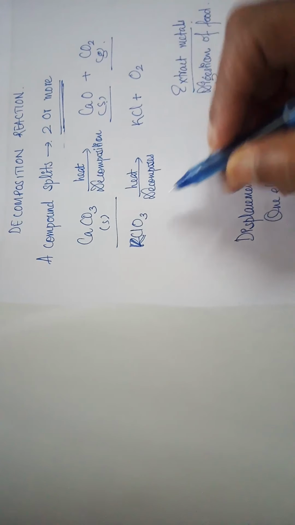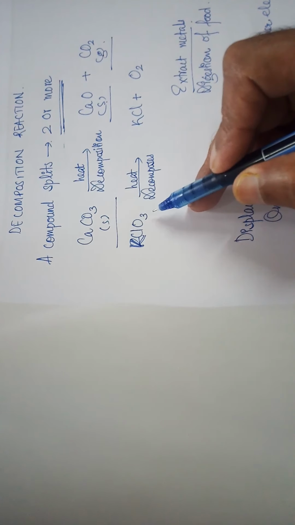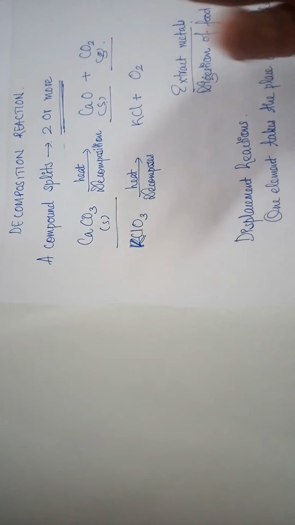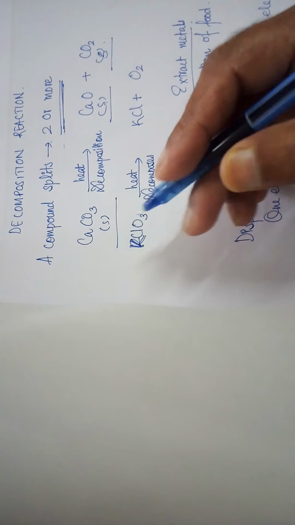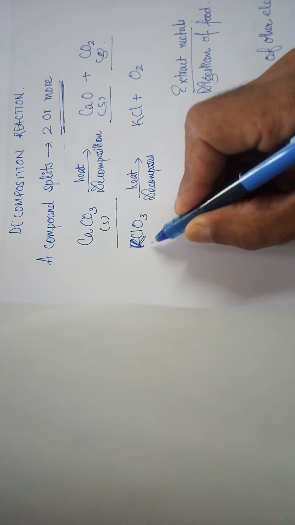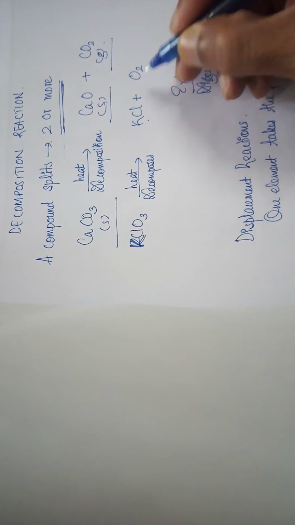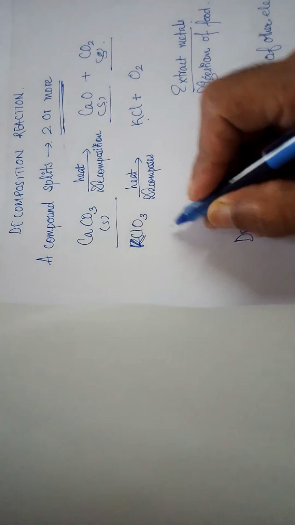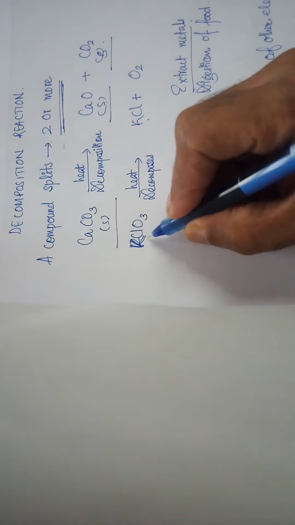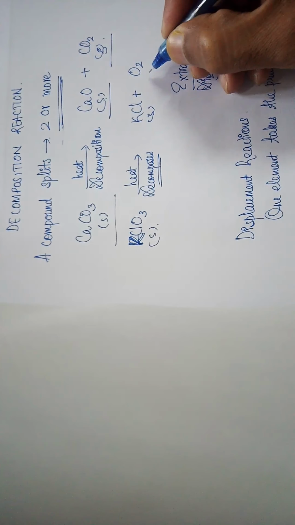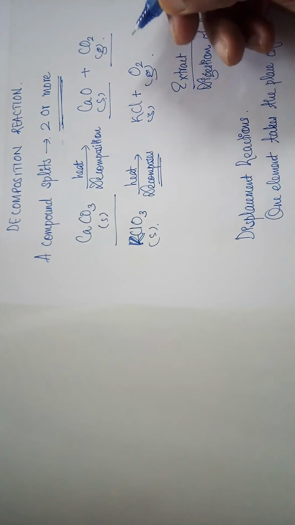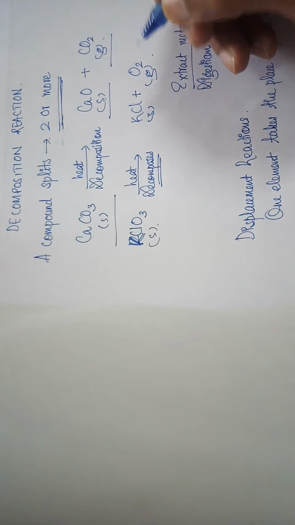The decomposition reaction is also carried out by heating or light or electricity, as I had told you earlier. Consider potassium chlorate. When heated, it decomposes into potassium chloride and oxygen. Potassium chlorate is in the solid form. When heated, it decomposes into potassium chloride, also in the solid form, and oxygen is a gas and it will evolve. Let us consider the balancing of this equation also, which we studied earlier.